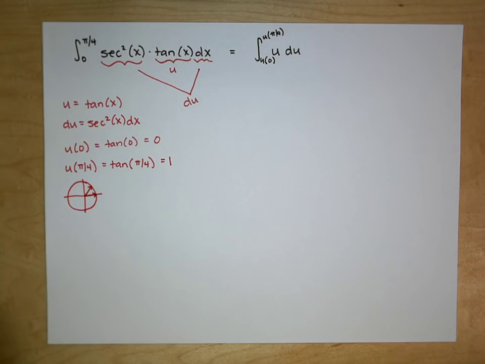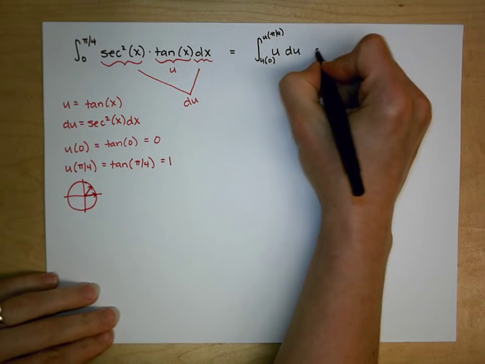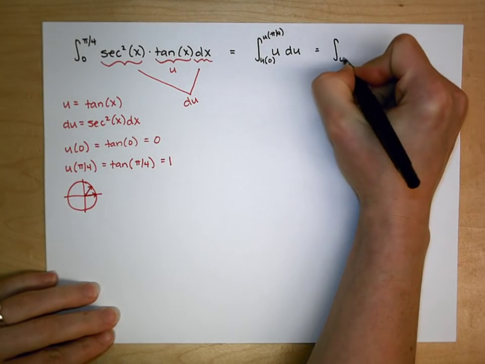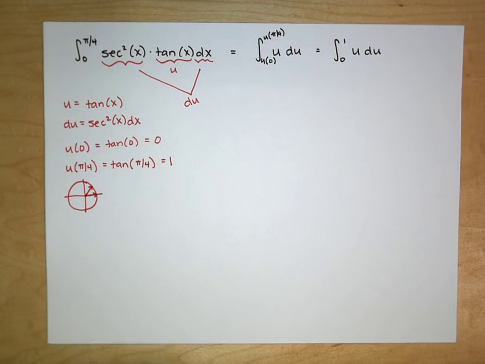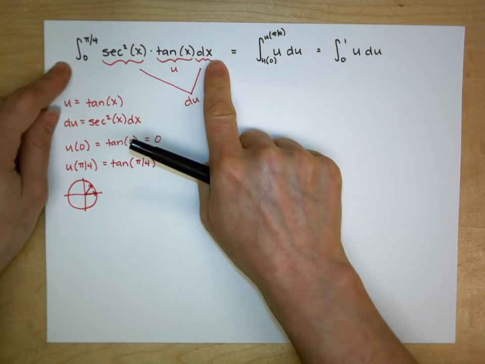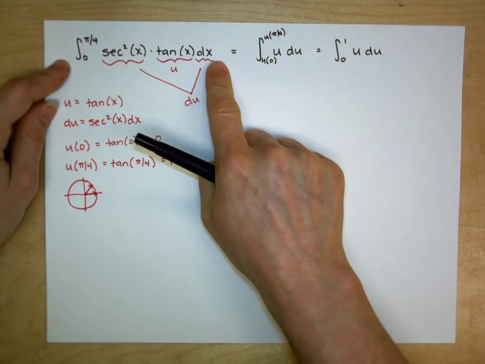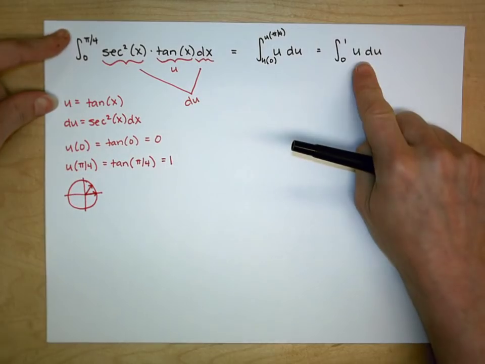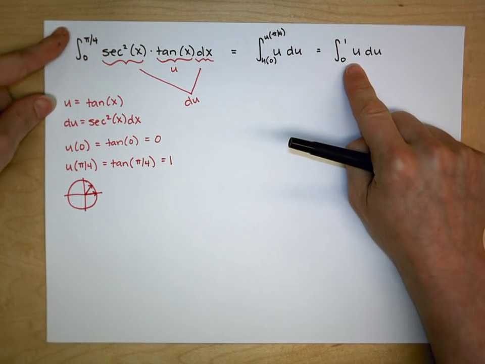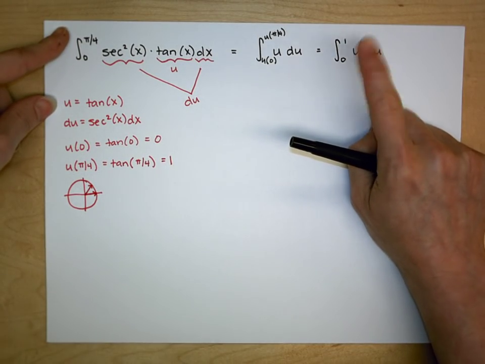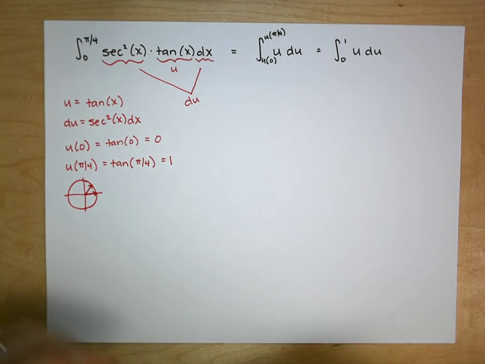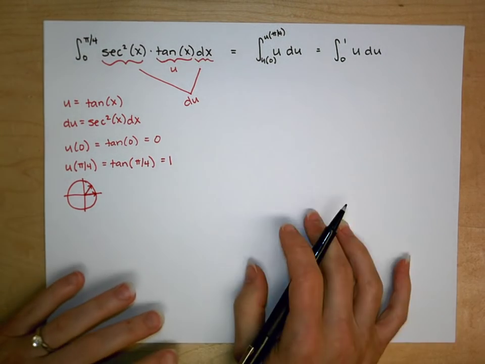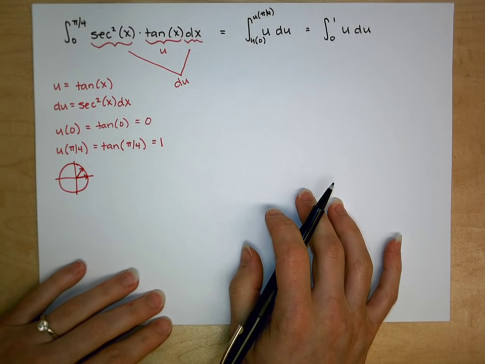Okay, so my new bounds then are the integral from 0 to 1 of u du. Now again, let's just take a look at what we have over here. We have something in terms of secants and tangents and pi, and here we have something as simple as just the integral from 0 to 1 of u. Much easier to work with. That's the main idea behind the substitution method, is really just making life easier, making integration easier.